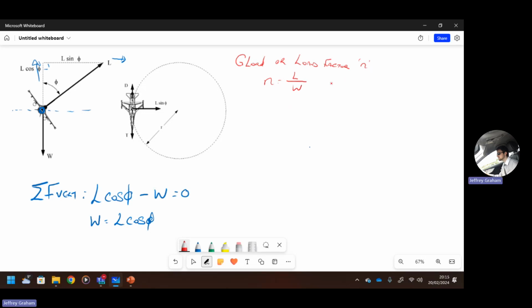So in horizontal flight, straight and level, N would equal 1 because the lift would balance the weight. So you're dividing the same two numbers together.